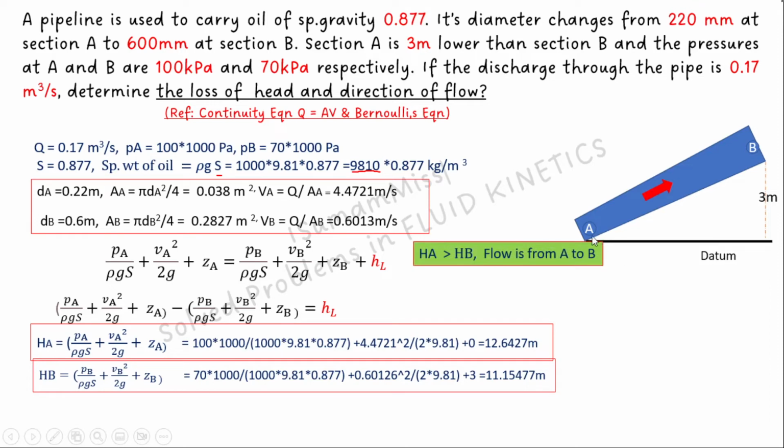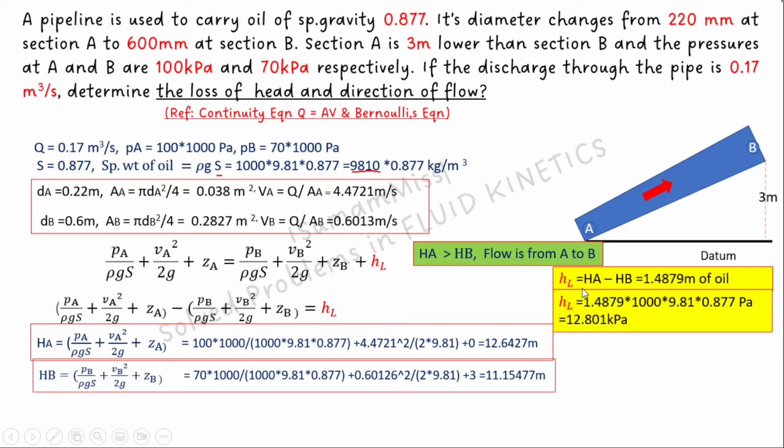So the flow direction is from A to B. The next part of the problem is the calculation of the head loss, that is equal to total energy at section A minus total energy at section B. So you can calculate it as 1.4879 meter of oil. This can be converted into Pascal by multiplying with rho g S, that is equal to 12.801 kilopascal. This is one of the typical problems you can expect in the examination.